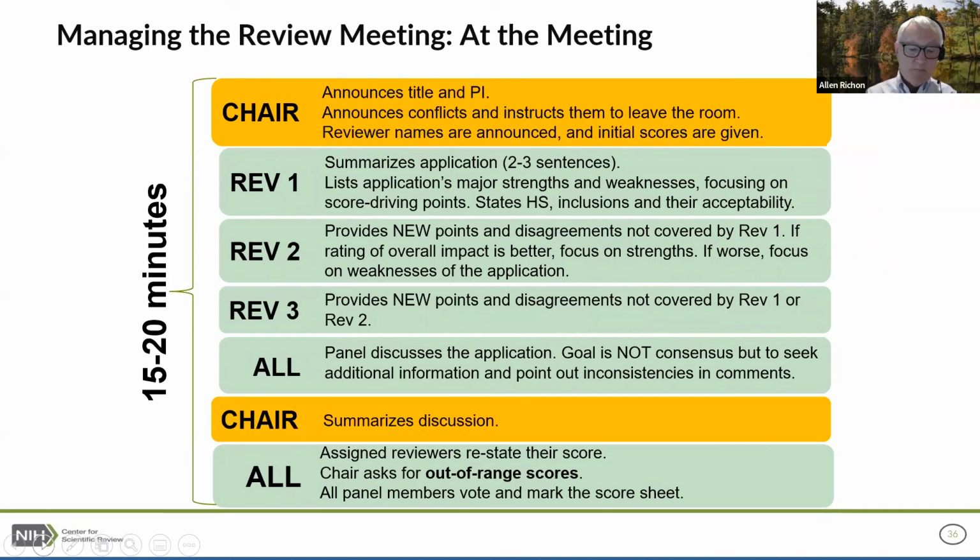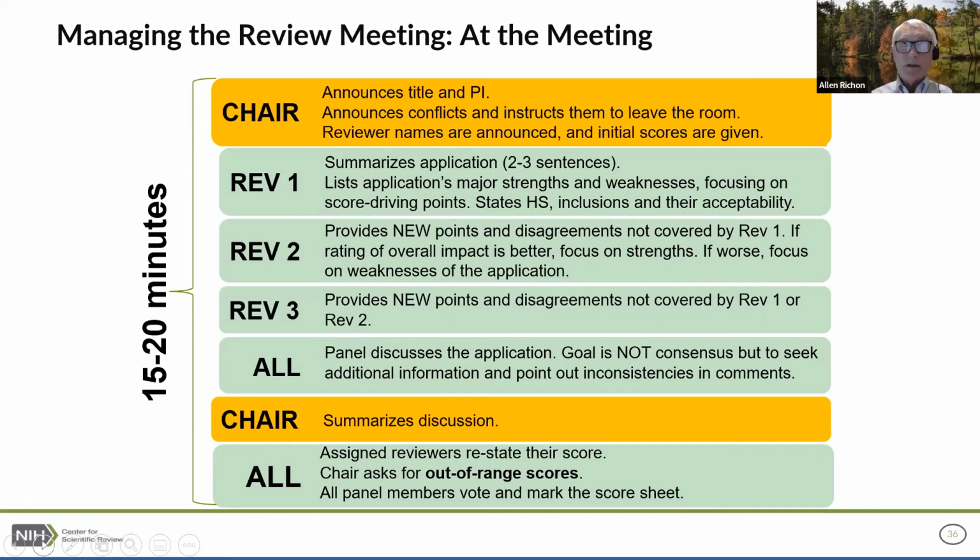So how does this work at the meeting? The chair will announce the title and PI for the application that's going to be looked at. They will announce the conflicts. We will get them out of the room either virtually or physically, and then the reviewer names are announced and they will provide their initial scores.